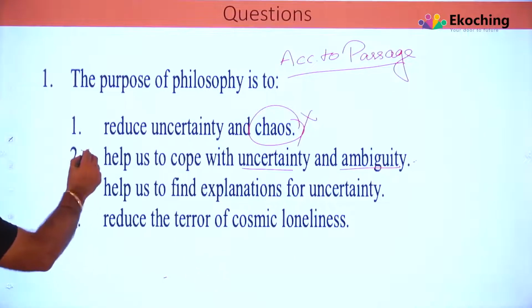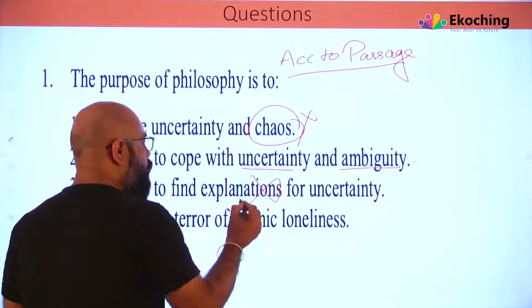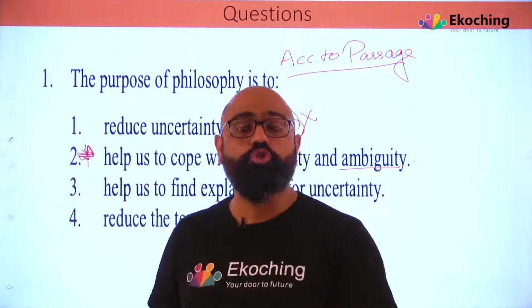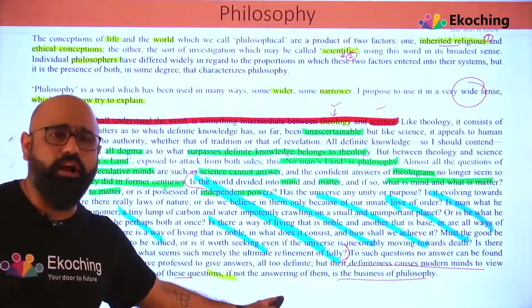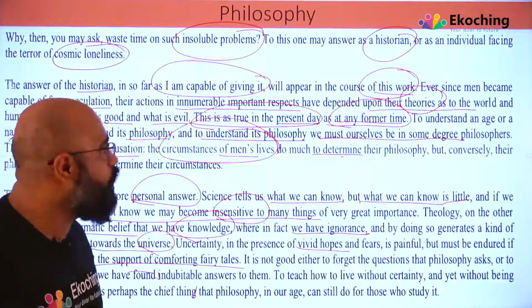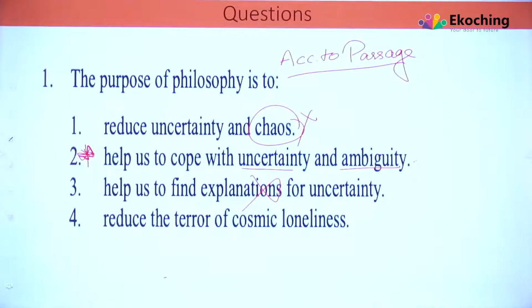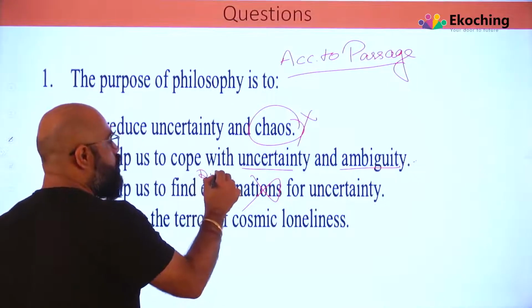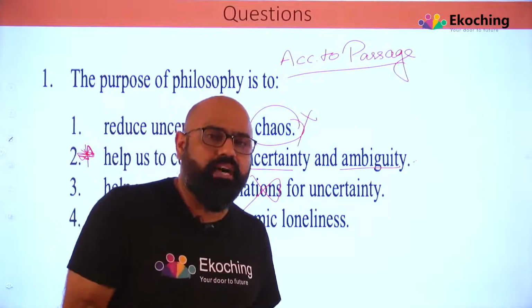But let's talk about option number 3. Three is saying, help us to find explanations of uncertainty. No. If we are talking about philosophy helping us, let's move back to the study of these questions, if not answering of them. The studying of these questions, if not answering them, is the business of philosophy. And that's what we are talking about in question number 1, when they say help us find explanation of uncertainty. No, it is discussing. It is only discussing. Not sure whether it will be able to explain the uncertainty.